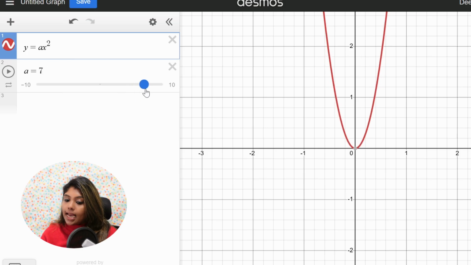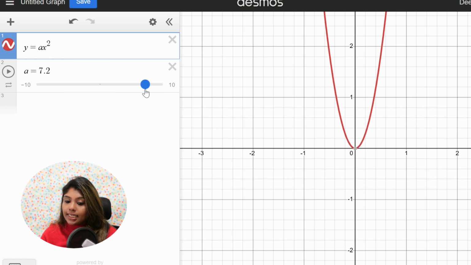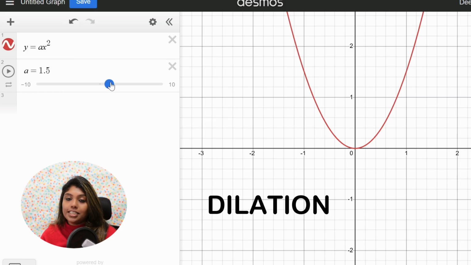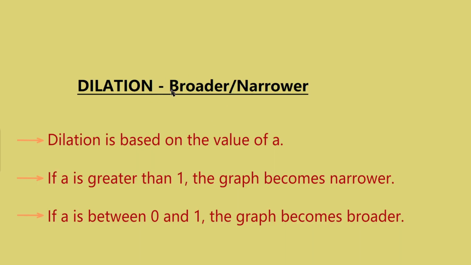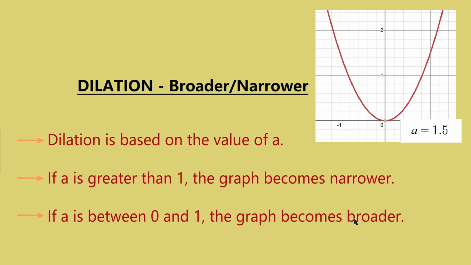So you can see that as the value of a increases, the parabola becomes narrower. And when I decrease the value of a, it becomes broader. This movement of the parabola is called dilation. Let's make some notes. Dilation means whether the parabola is becoming broader or narrower. That depends on the value of a, which is the coefficient of x squared. If the value of a is greater than 1, the graph becomes narrower. And if the value of a is between 0 and 1, the graph becomes broader, which is wider.